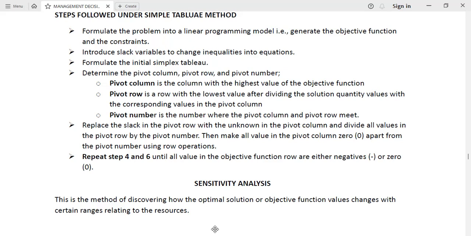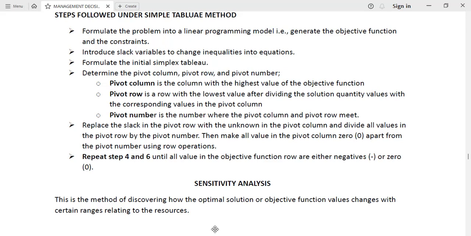The reason why we are doing that is because we want to make all values in the pivot column 0, apart from the pivot number. In other words, we want to make all the values within the pivot column zeros, and we leave only the pivot number, which has not been changed. The reason why we are doing that is that we want to do some elimination. We eliminate some of the figures. That's why we are making them 0.